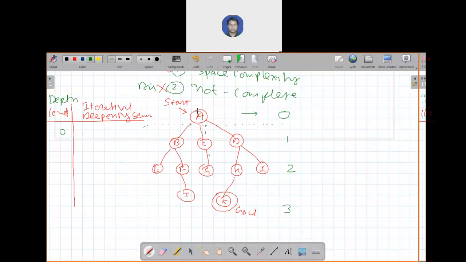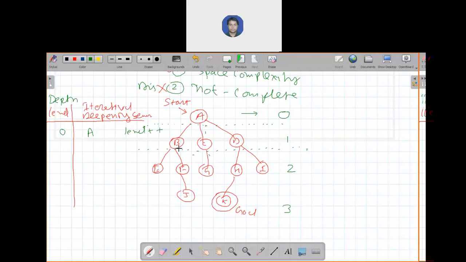Is this state a goal state? If it is a goal state, it will stop. If it is not a goal state, it will increase the level by 1. Now you will search for your goal state in the next level.